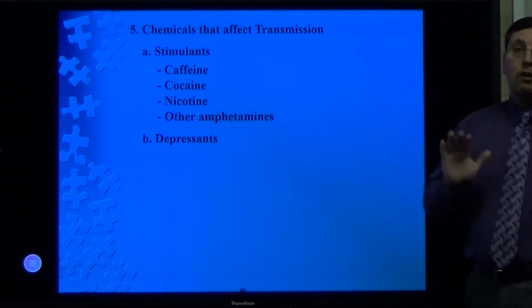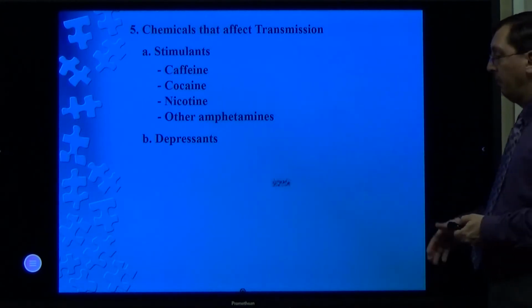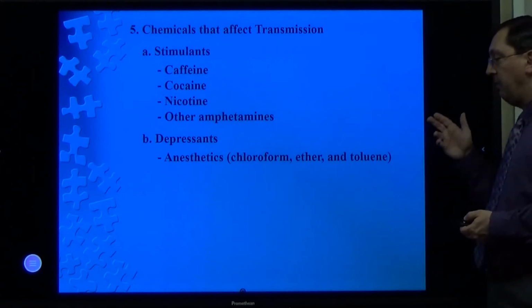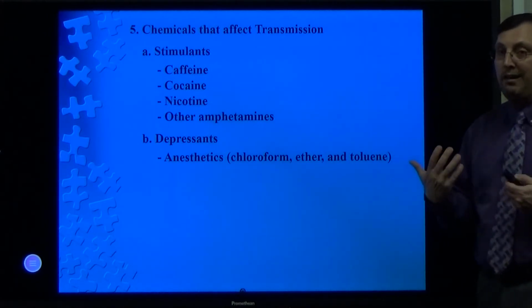Depressants have the job of slowing the nervous system down. That includes things like anesthetics. Anesthetics include things like chloroform, ether, and toluene, things that are used to basically knock you out to an extent.